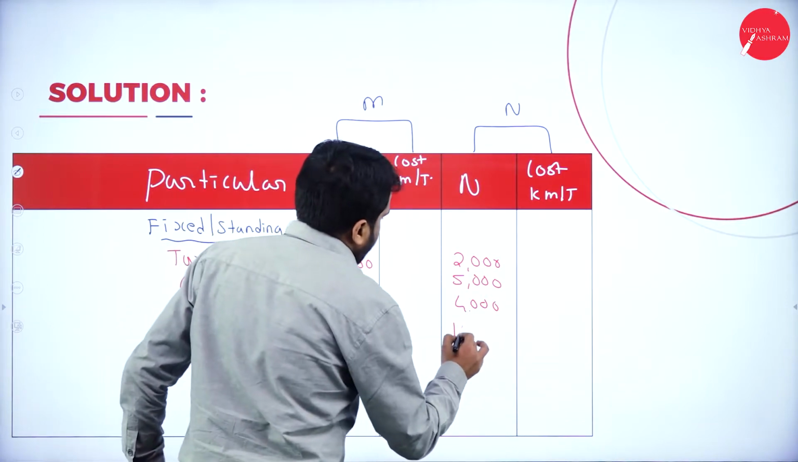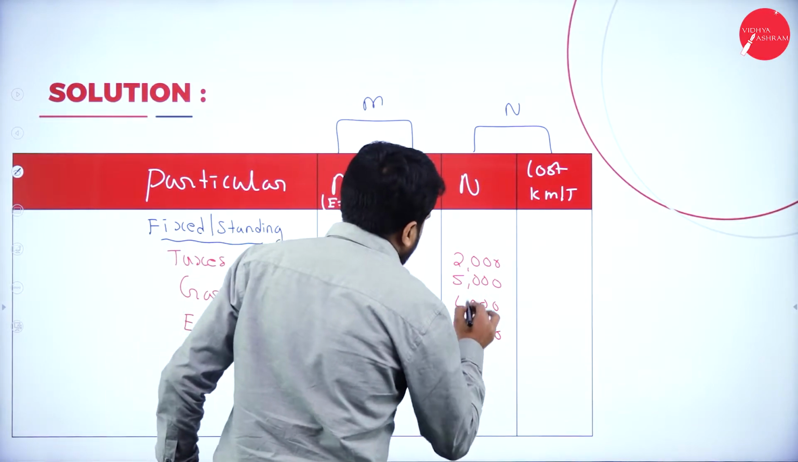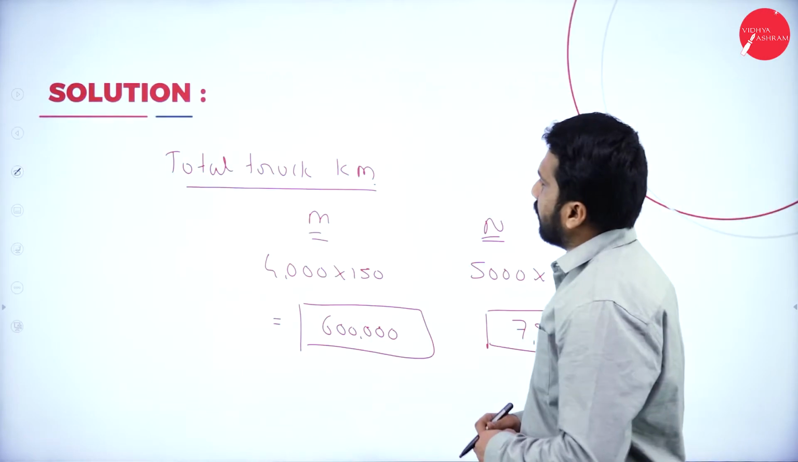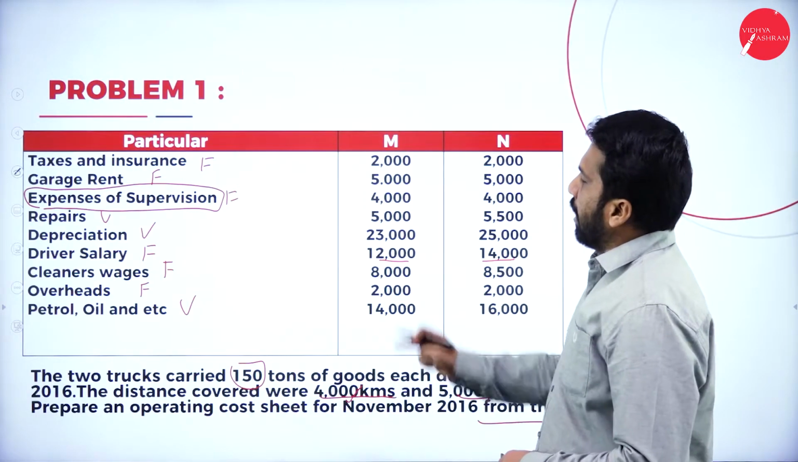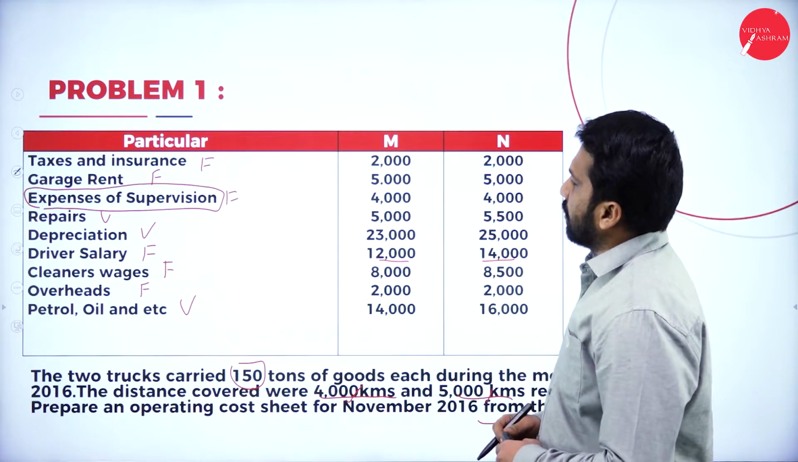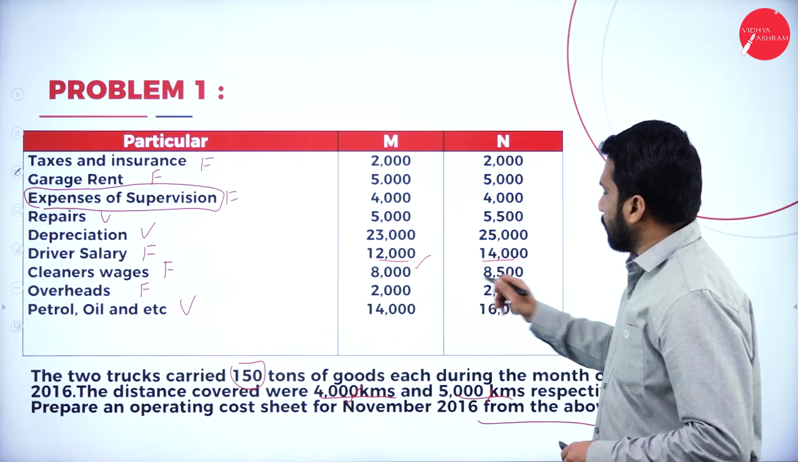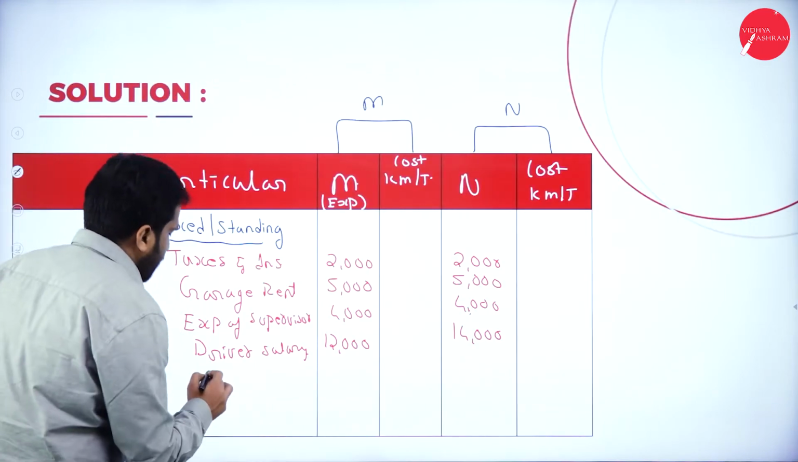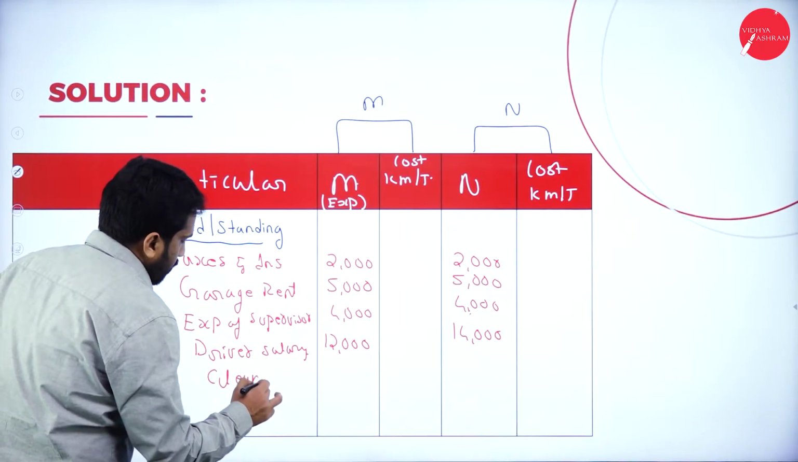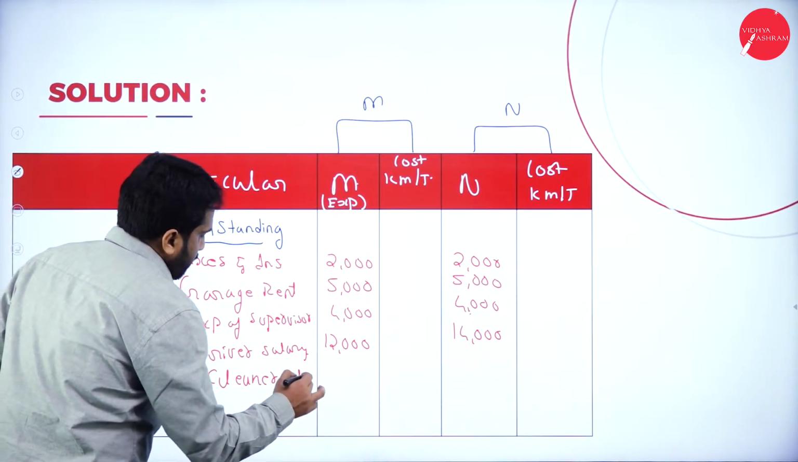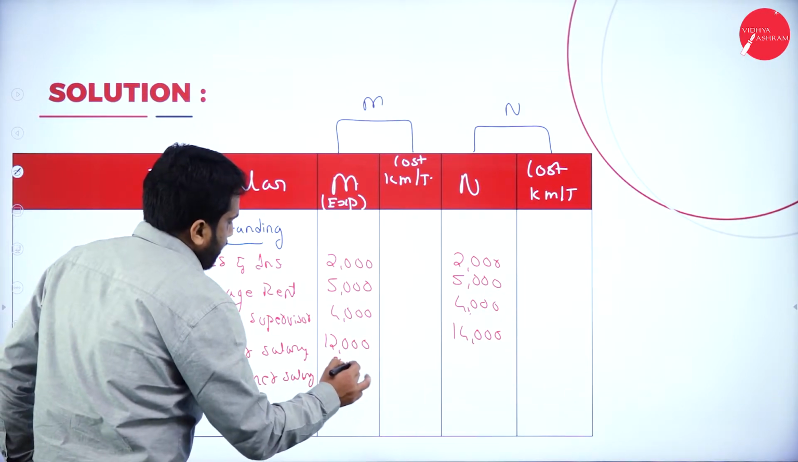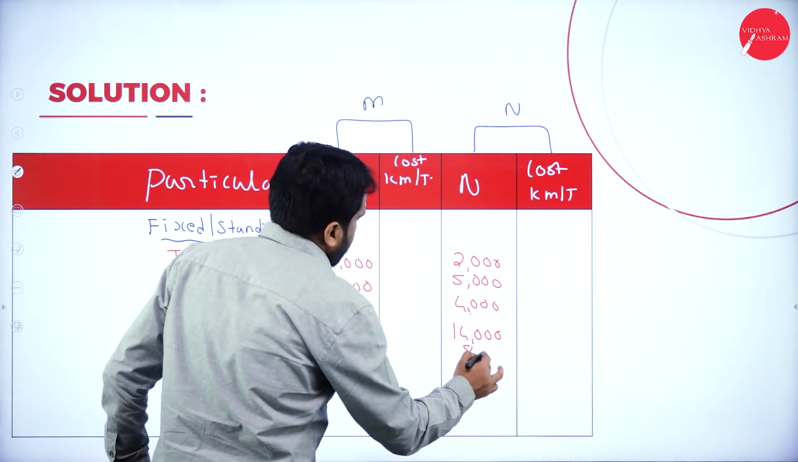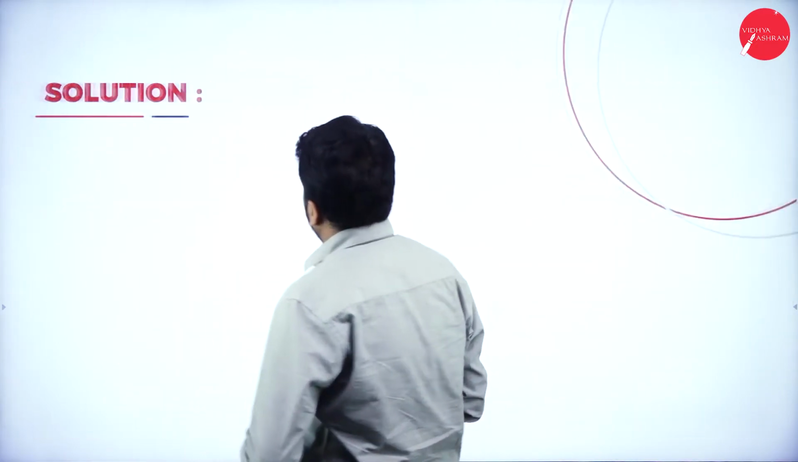Now, after driver's salary, we have cleaner wages. That is also fixed, 8,000 and 8,500. Cleaner salary, 8,000 and 8,500.